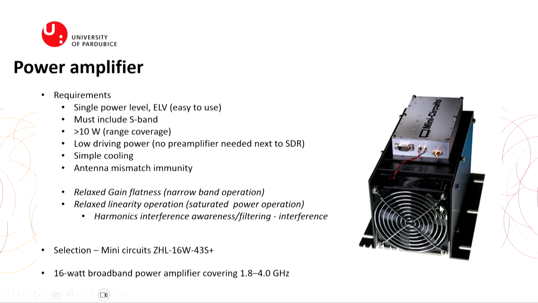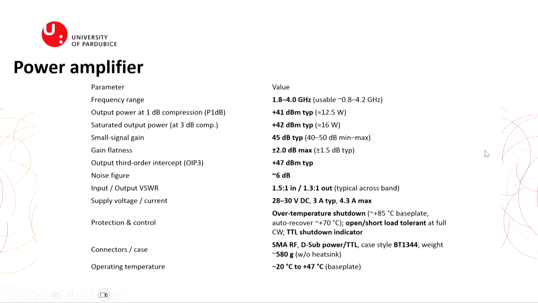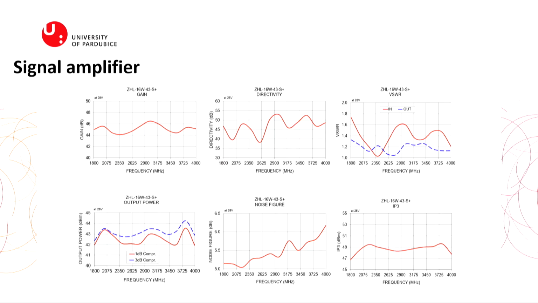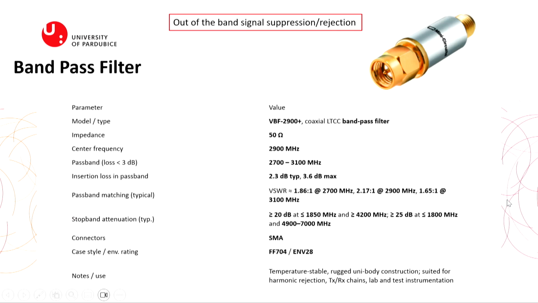There are more options, of course. You could select what you want. There are typical parameters. I don't think that I need to read them. I just want to put them here for you if you are interested. There is the signal amplifier characteristic, so it is from the datasheet: gain, directivity, output power, noise figure at different frequencies, and that is all.